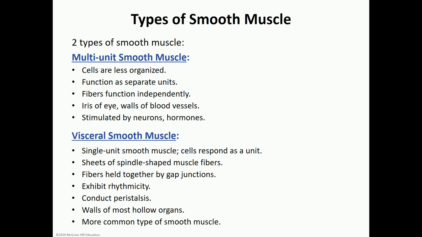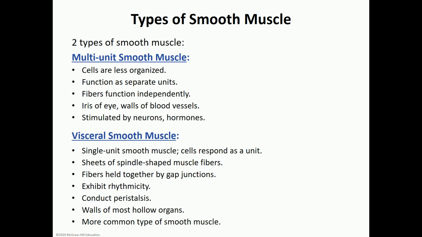There are two different kinds of smooth muscle fibers. They're either multi-unit or visceral. For the multi-unit ones, you want to think of the smooth muscles of the iris of the eye, or the smooth muscles that are found in the walls of blood vessels. These cells pretty much act as individual cells, okay? They do not communicate together to perform a function. They function as separate units, totally independent of each other.